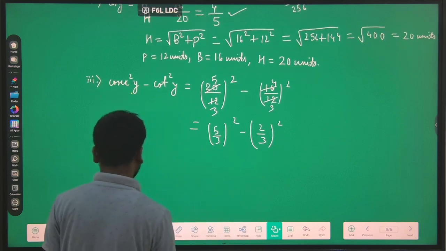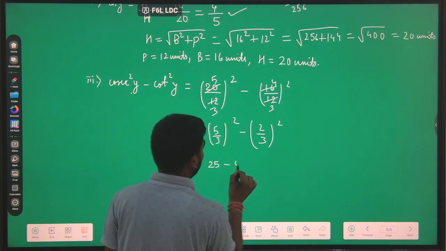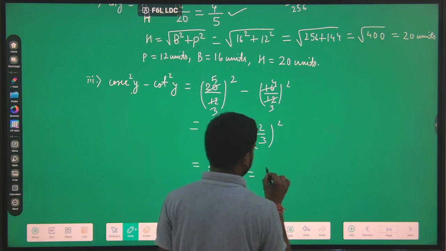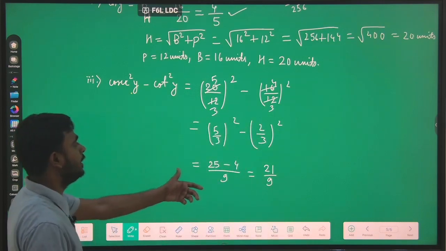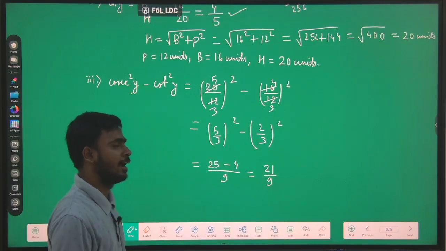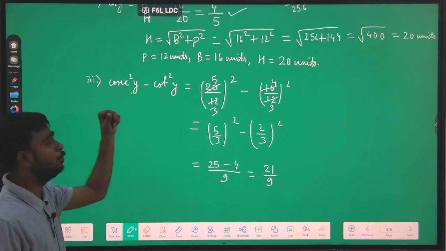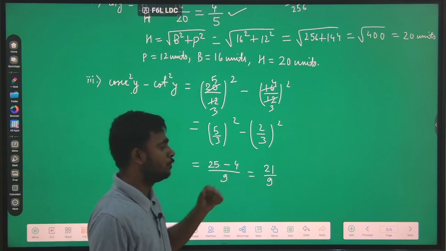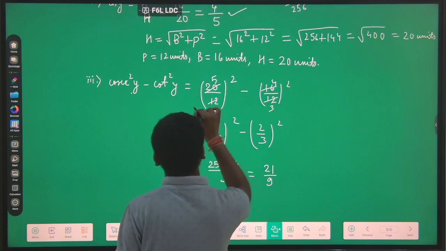So what will be the value? The value will be (25 minus 16) upon 9. So it will be 9 upon 9. So the value of cosecant of y to the power 2 minus cotangent of y to the power 2 will be equal to 1. What is our next part?